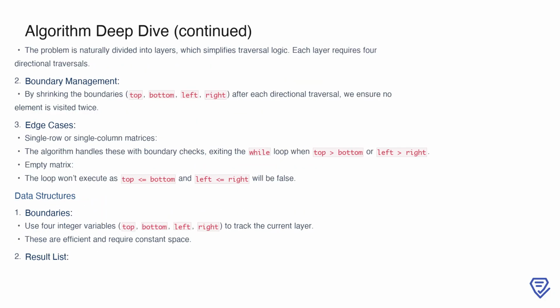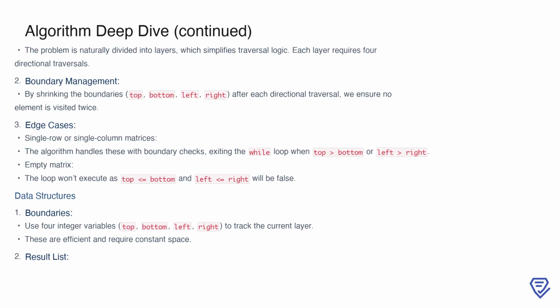The spiral traversal naturally divides the matrix into layers, simplifying the logic. Each layer requires the same 4 directional traversals: across the top row, down the right column, across the bottom row, and up the left column. The boundaries, the top, bottom, left, and right variables, are key to managing this process. By shrinking these boundaries after each traversal, we ensure that the algorithm progresses inward layer by layer without revisiting any elements. This boundary management handles edge cases as well, such as when the matrix is a single row or column.